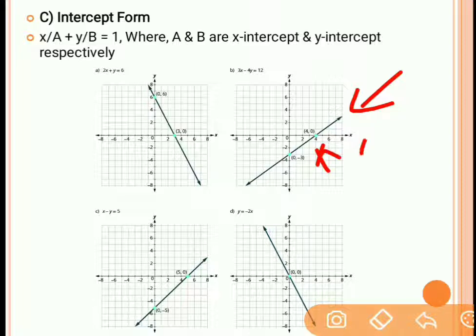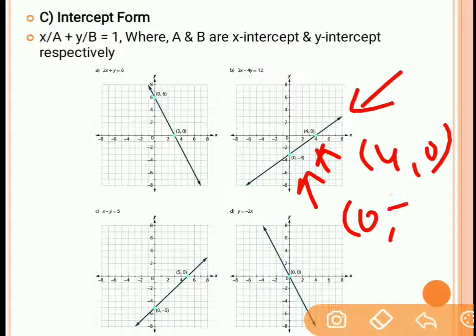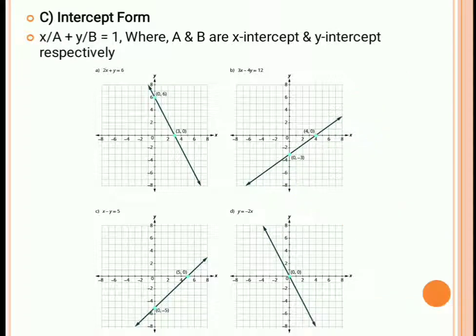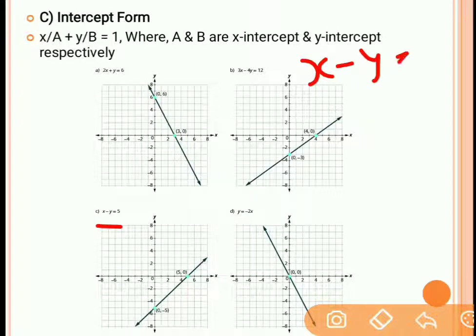The point on the x-axis is (4, 0), and the point on the y-axis is (0, -3). This is very important to understand. Next equation is x - y = 5.